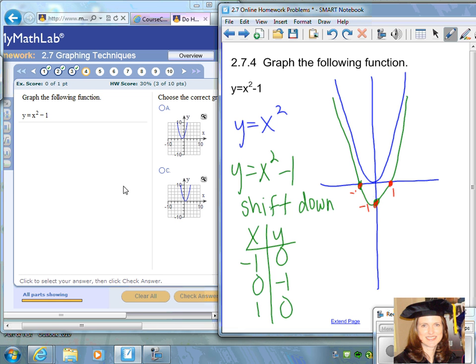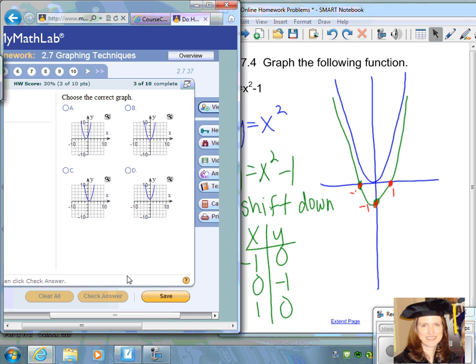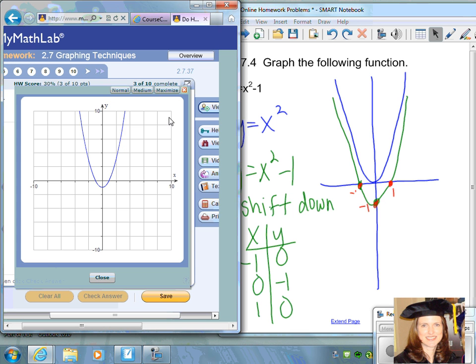We can check the choices. It looks like choice B is the parabola that's been shifted down 1 unit.